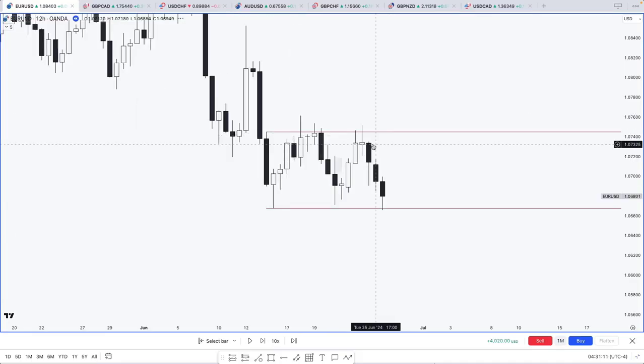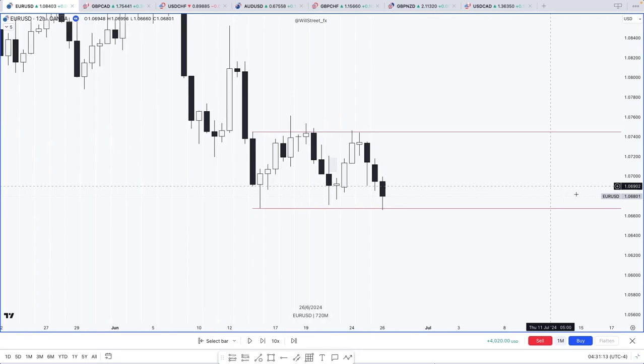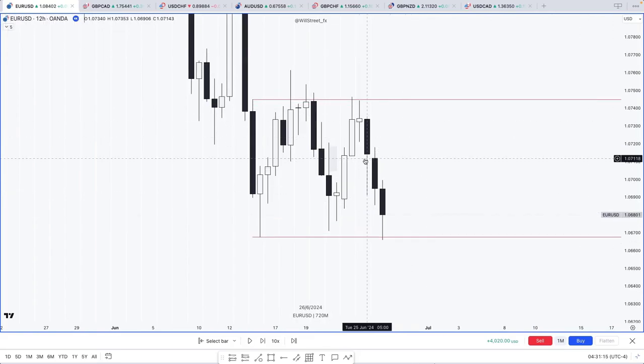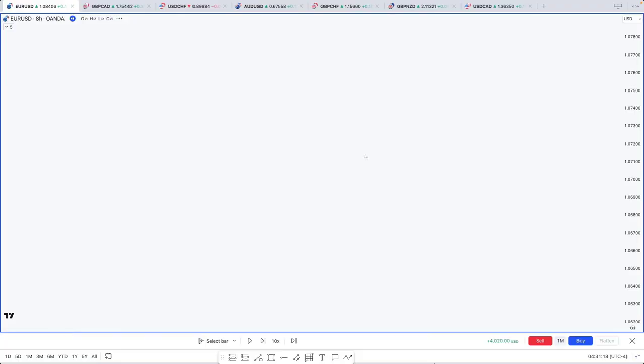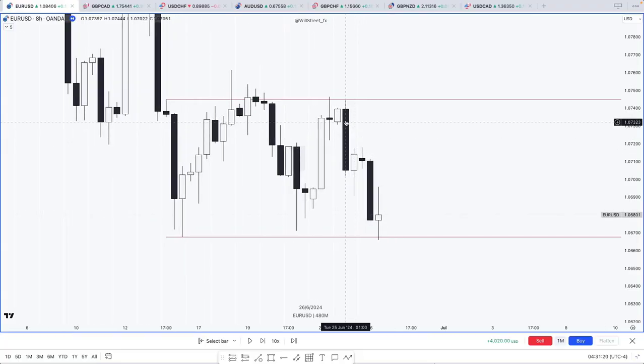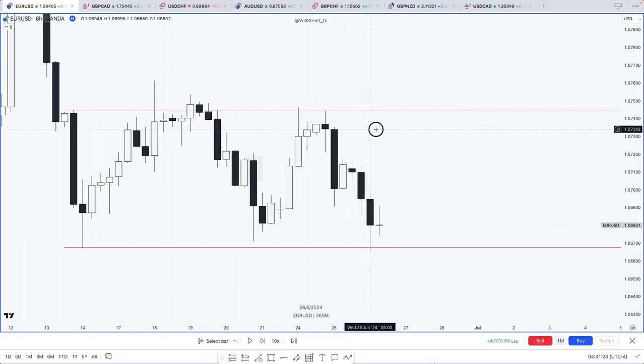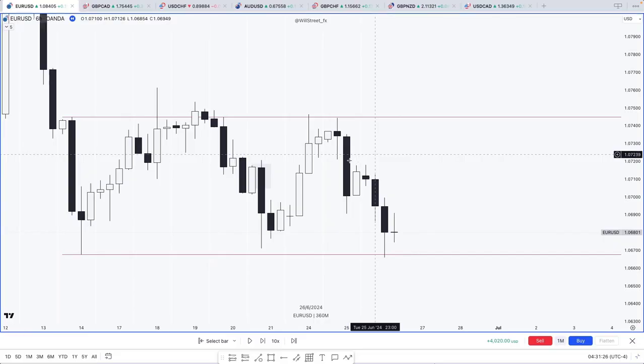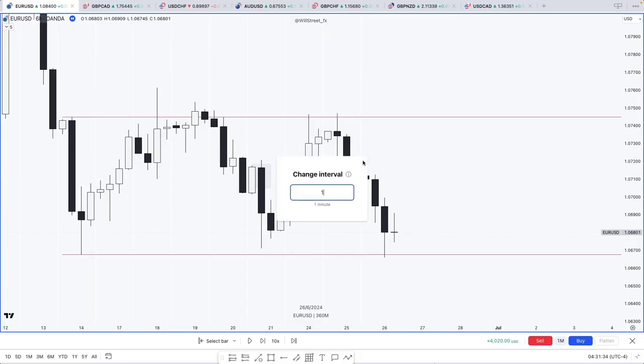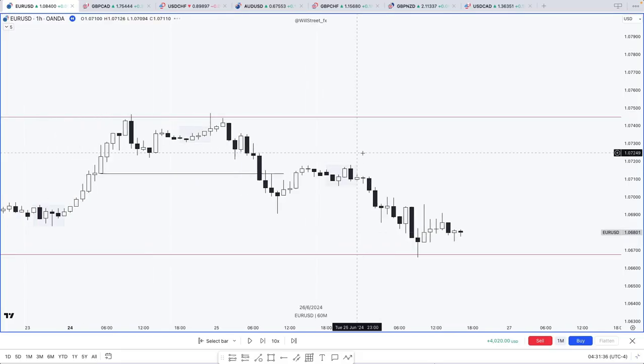Let's refine our entry for London or New York. It is London. And yeah, look at this. Remember, my eyes are seeing this, so we have our down liquidity for London. Let's go into 1 hour.